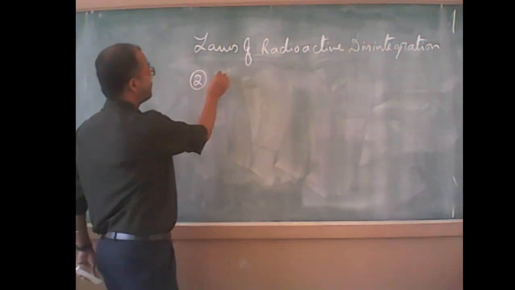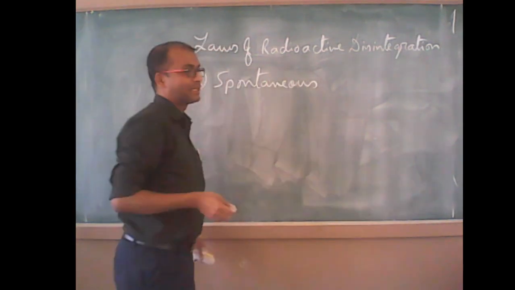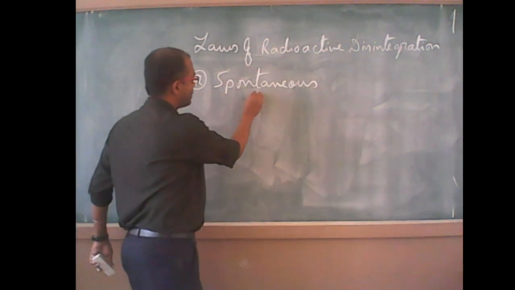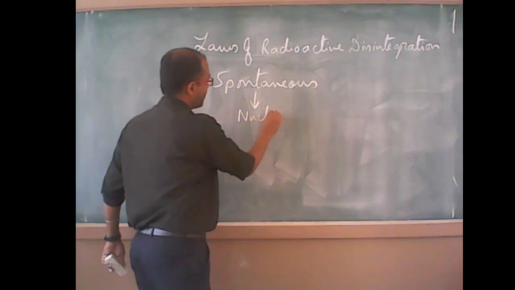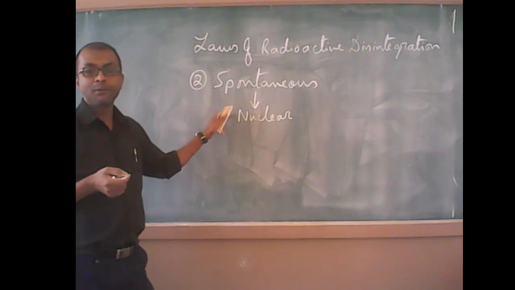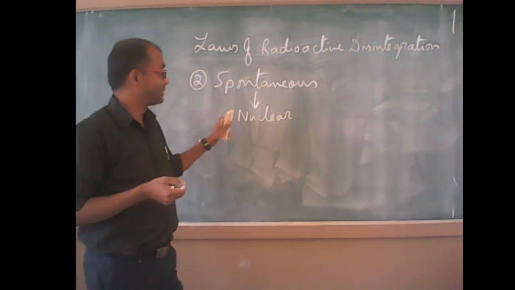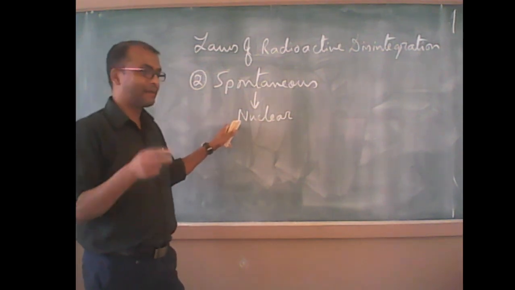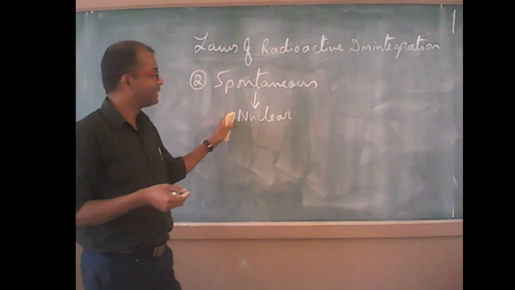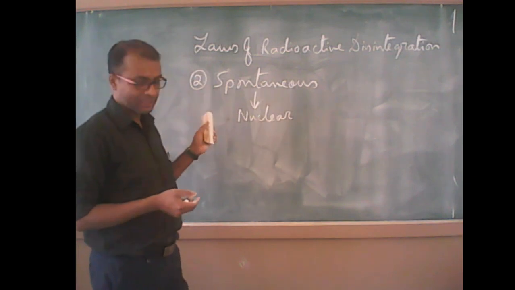Secondly, the phenomenon of radioactivity is a spontaneous process. Spontaneous in the sense it is not affected by external factors. It is a nuclear phenomenon. It will happen spontaneously, and you can't change it by changing external parameters like temperature, pressure, etc. You can't influence it from outside. It is a characteristic of the element. If it emits some kind of particles, it will keep on emitting till the nucleus disintegrates to a stable form. And hence it is a spontaneous process.